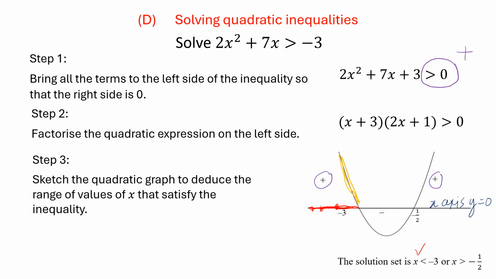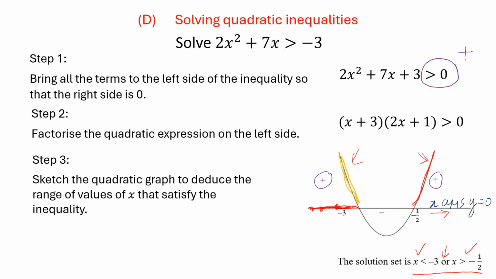Then the second region that I'm interested in is this part here. The corresponding x value has to come from the x-axis, so any value that is more than -1/2. So we have two sets of inequality here. You cannot combine them. Let me repeat: it's x less than -3, or, the 'or' must be there, x more than -1/2. We're talking about two separate branches, so you cannot combine them.